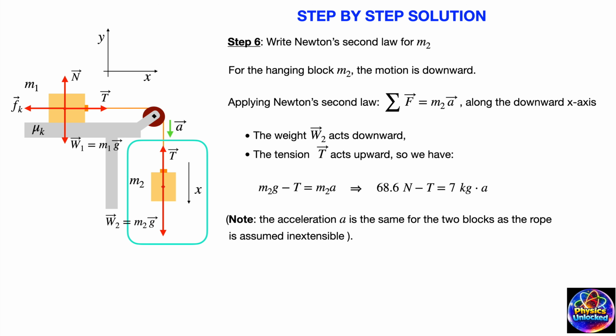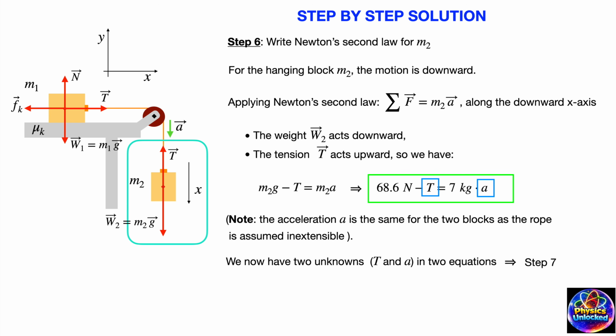So let's go ahead with these assumptions that the rope is inextensible, and therefore the acceleration is the same for the two blocks. Since the acceleration of the block number 1 is the same as the acceleration of the block number 2, we have now two equations, the one we found in step number 5 and the one we found now in step number 6. We have two equations with two unknowns, T and a. So we can solve those two equations, and we are going to do that in step number 7.